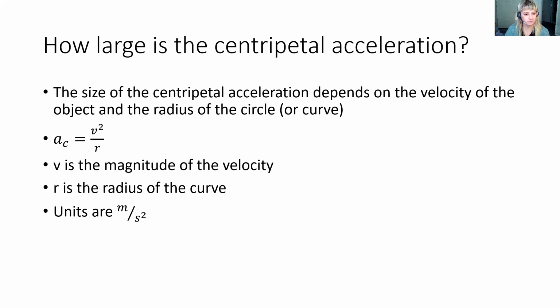Notice that the unit for centripetal acceleration is meter per second squared. We learned before that the unit for acceleration is meter per second squared, and the same thing is happening here. I've got a velocity squared on the top, meter per second squared, and the unit for the radius is also a meter. So I have meter squared divided by meter. That gives me a meter, and I have seconds squared on the bottom. So the units for centripetal acceleration are also meter per second squared.